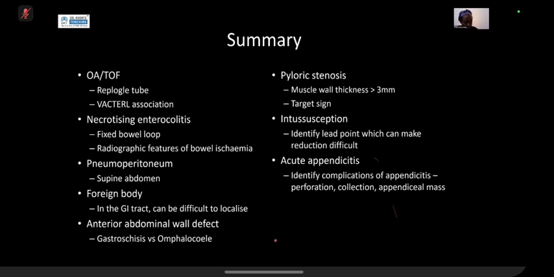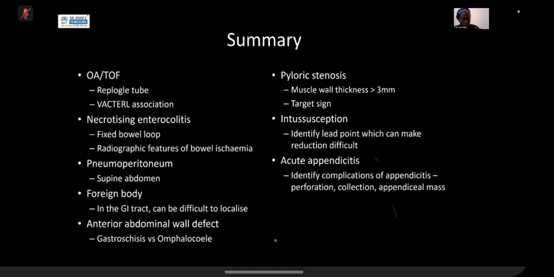Looking to see if we can find a lead point, which will make reduction more difficult and may necessitate surgery. And then acute appendicitis, so looking for any complications of appendicitis such as perforation, collections, and appendiceal masses. I didn't really talk about appendiceal masses. They're basically really inflamed mesenteric fat, and then you see stuff stuck down to it. So you might get the appendix stuck down.